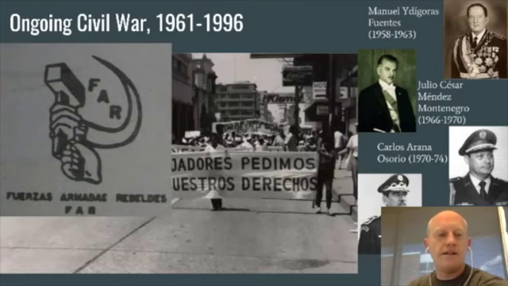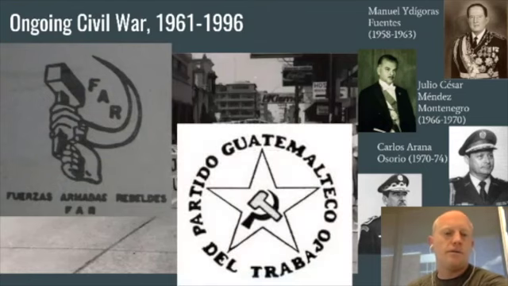Who were they fighting against? Well, among these groups were the Fuerzas Armadas Rebeldes, or the FAR. This was an openly Marxist guerrilla group that was challenging the authority of the state in the 1960s and 70s. Also, there was another group called the MR-13 that was openly Marxist that fielded guerrillas as well.